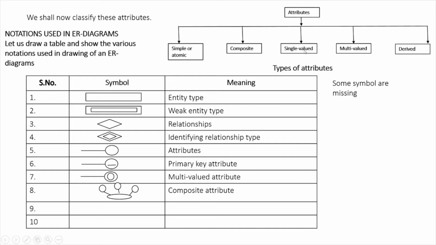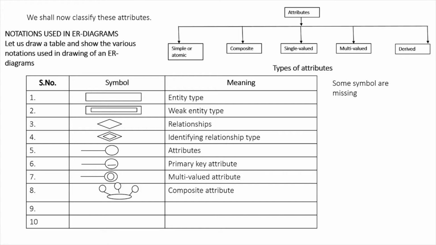For example, roll number is a single valued attribute. Fourth, multi-valued. It is defined as an attribute that holds multiple values for a single entity. For example, for a student entity, if one of the attributes is hobby, then hobby can have multiple values like reading, dancing, gardening, and so on.